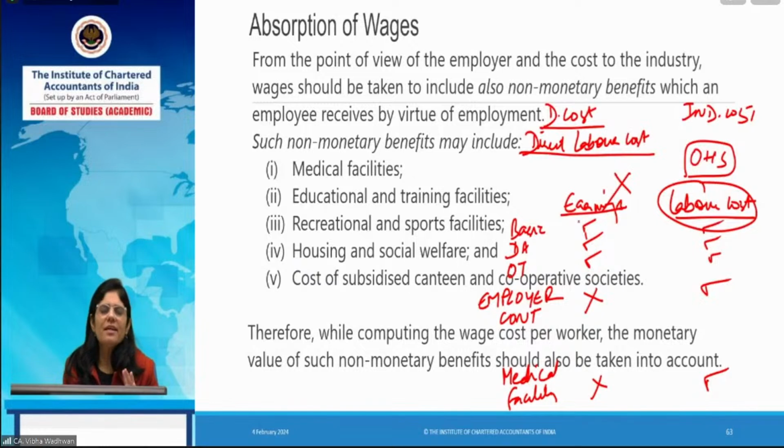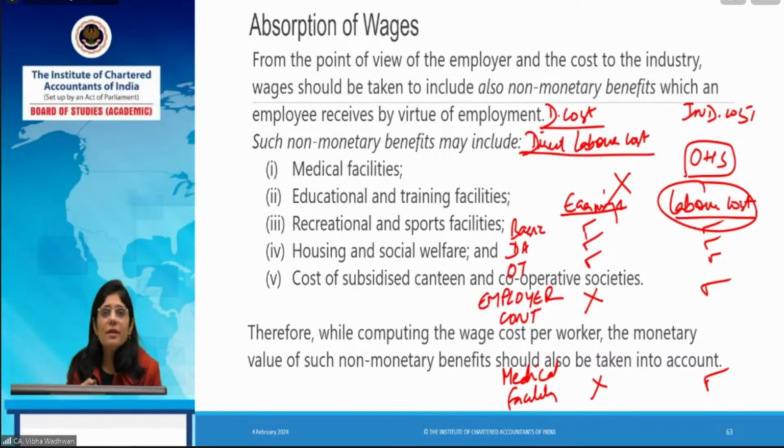Earnings are very clear. Whatever the employee is taking home, that is earnings for him. But we are incurring many other expenditures. What are the other kinds of expenditure? We are paying holiday leave to them. We are giving them salary when they are on leave. We are paying them salary for idle time also. We are contributing towards PF. We are contributing towards ESI. We are contributing towards medical facility.